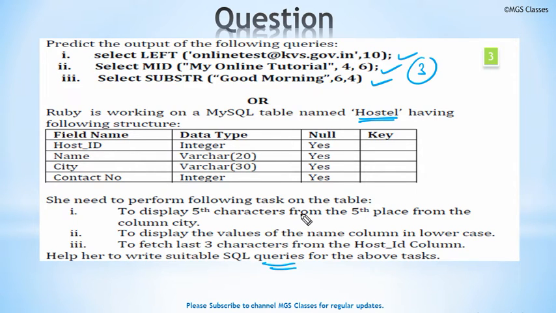First task is to display the 5th character from the 5th place from the column city. You need to apply the mid function on the city column. To display the values of the name column in lower case, you need to apply the UCASE or LCASE or lower function to convert into lower case. To fetch the last 3 characters from the host ID, you need to apply the right function, or you may apply the substring. Okay, so we will answer these both questions one by one.